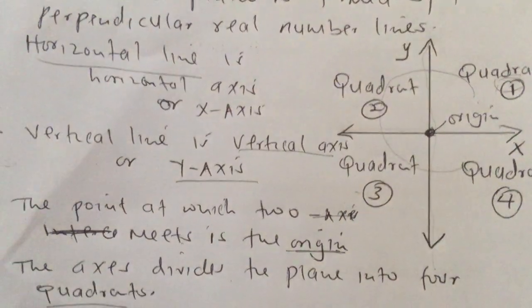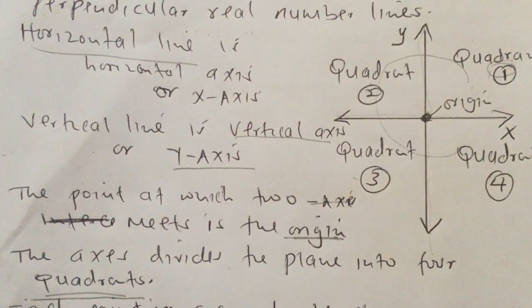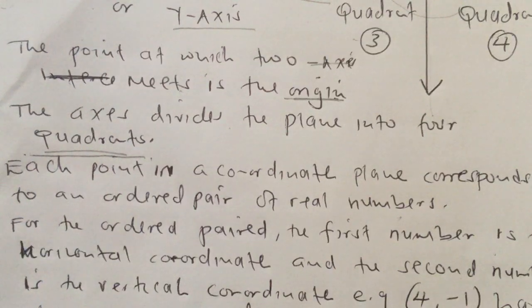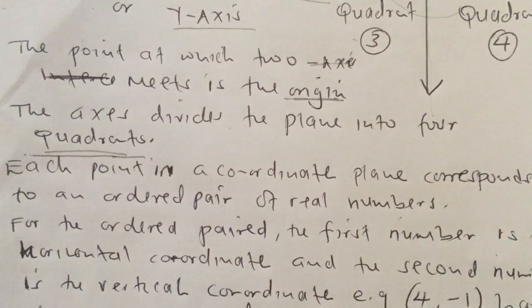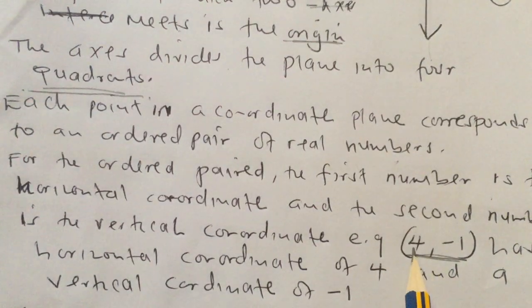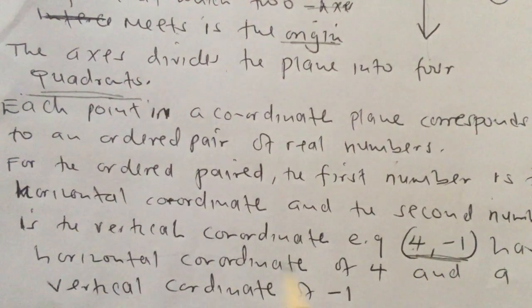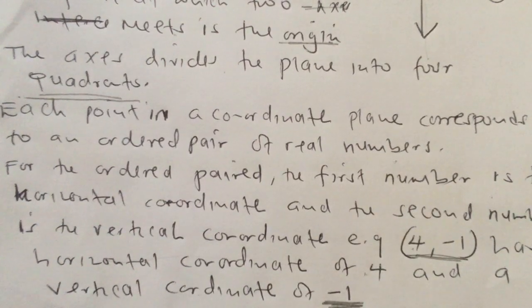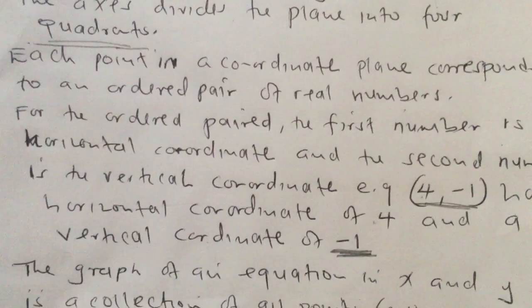Now, each point on the coordinate plane corresponds to an ordered pair of real numbers. In an ordered pair, the first number is always the horizontal coordinate, followed by the vertical coordinate. For example, if you see (4, -1), it means that 4 is the horizontal coordinate, and the vertical coordinate is -1.